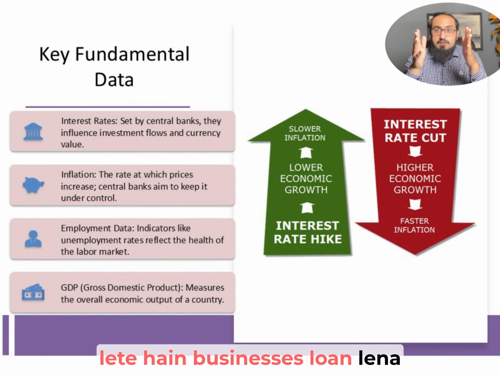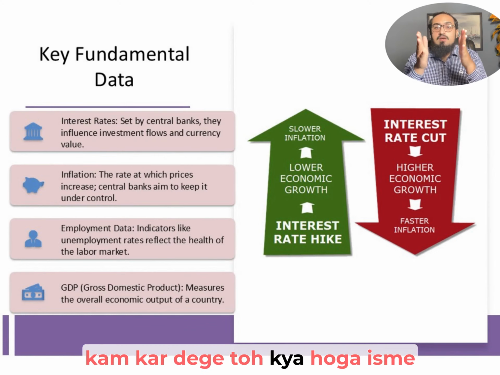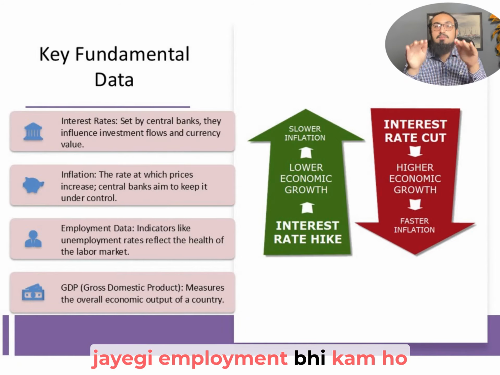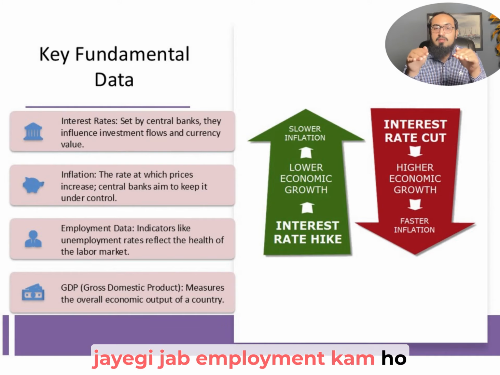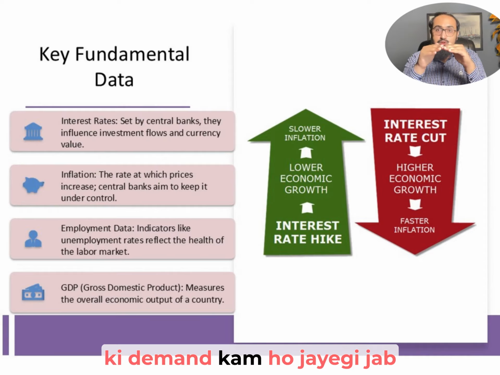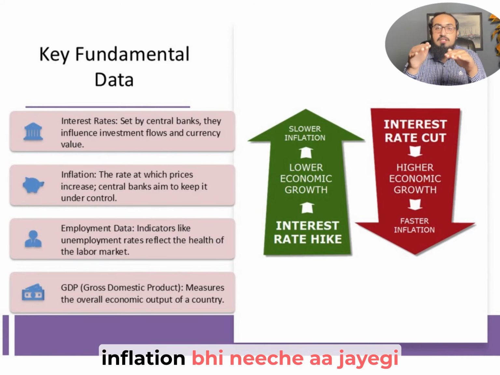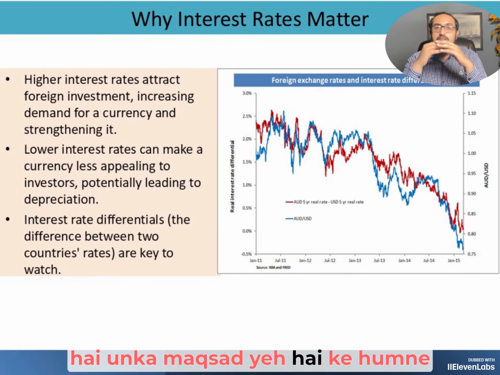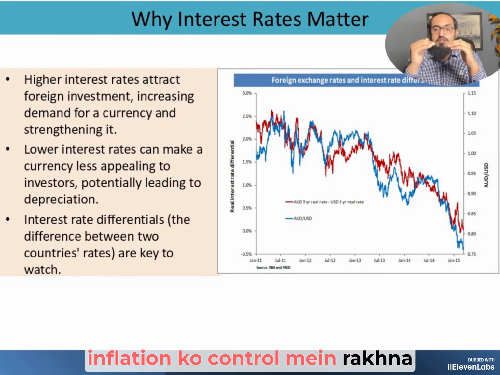Obviously, businesses also take loans. If business loans are reduced, what will happen? The economy will slow down, the market will become sluggish, and employment will also decrease. When employment decreases, the demand for things will automatically decrease. When demand decreases, inflation will also come down. So what is the purpose of the central bank? Their aim is to keep inflation under control.